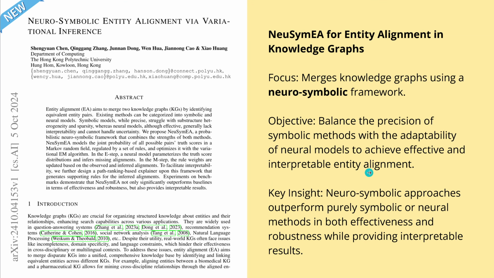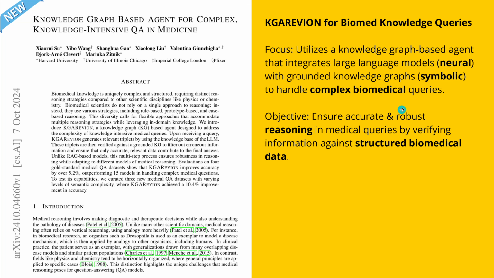The second paper is about the Neuro-Symbolic framework, and the insight is that this Neuro-Symbolic approach outperforms purely symbolic or neural methodologies in both effectiveness and robustness. And then finally, Harvard and Pfizer also combine neural systems with symbolic systems to handle real complex biomedical queries. They ensure accurate and robust reasoning on medical queries by verifying information against structured biomedical data, and they have this data in a knowledge graph.